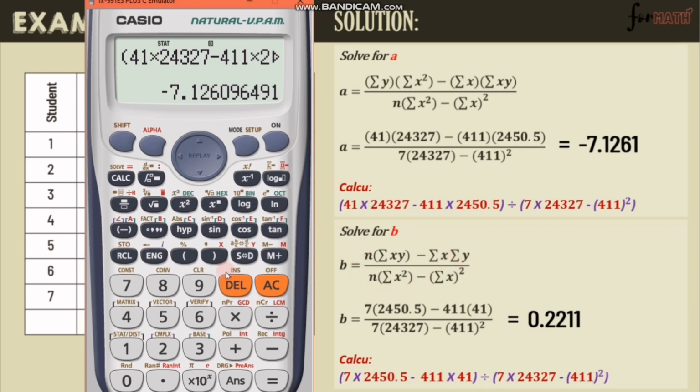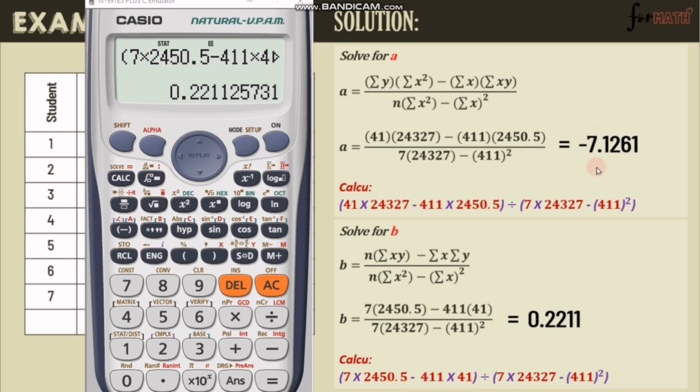Okay, and for the letter B, so we have open parentheses 7 times 2450.5 minus 411 times 41 close, divide, open, 7 times 24327 minus 411 squared. And then close, equals. Okay, so match din ang ating manual computation dun sa shortcut ng calc.